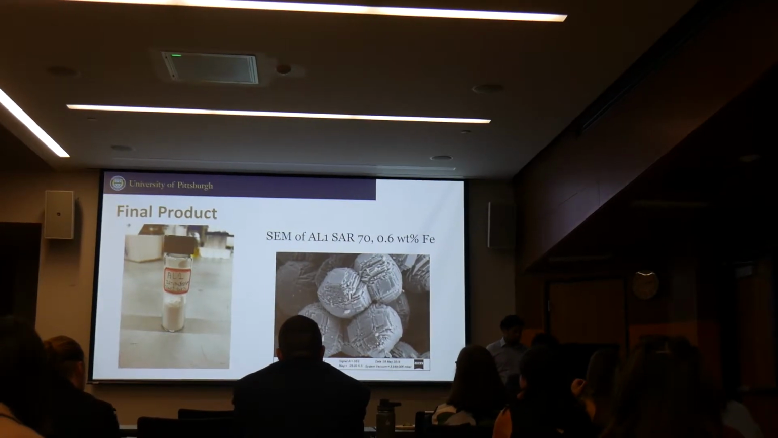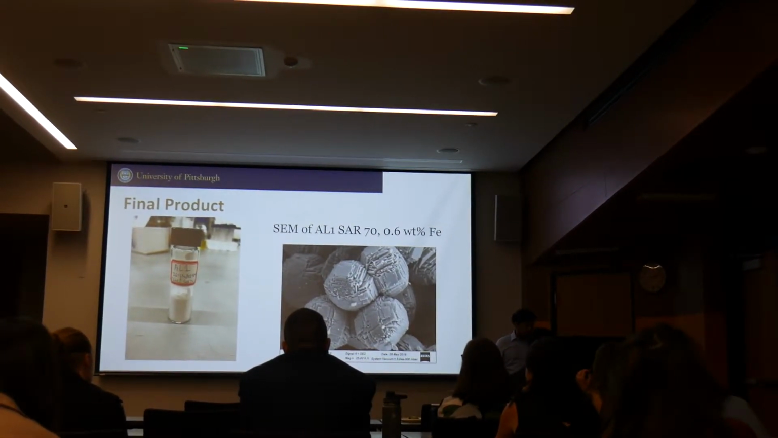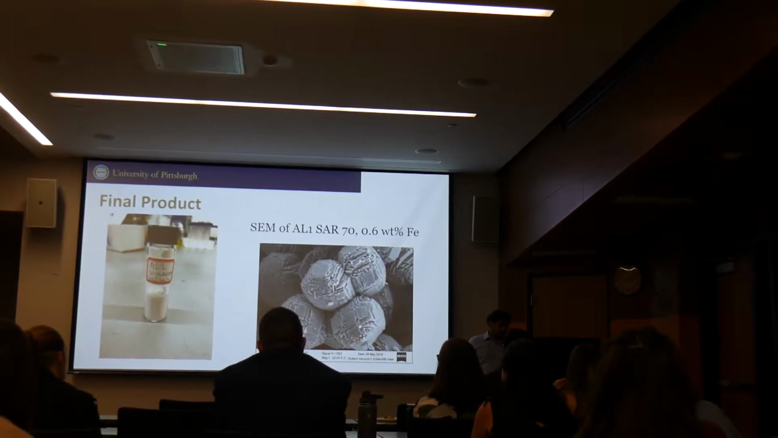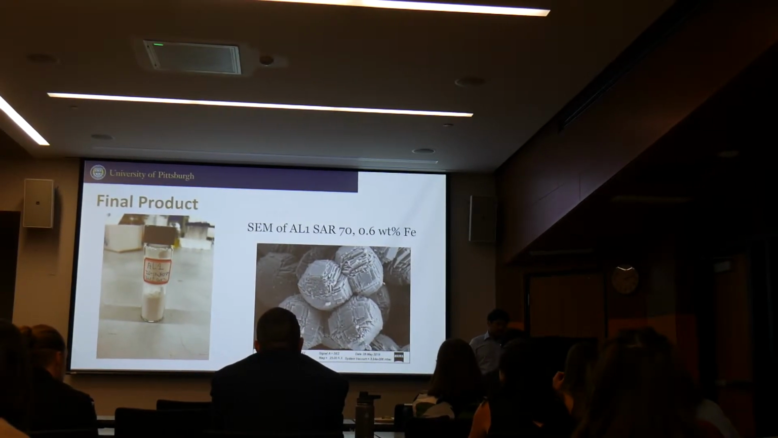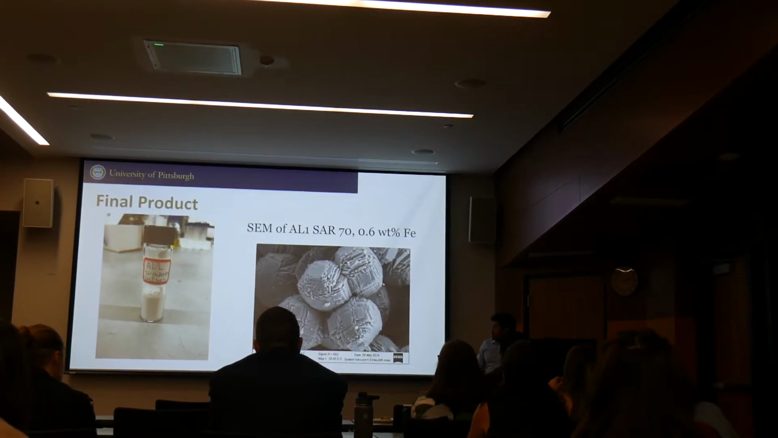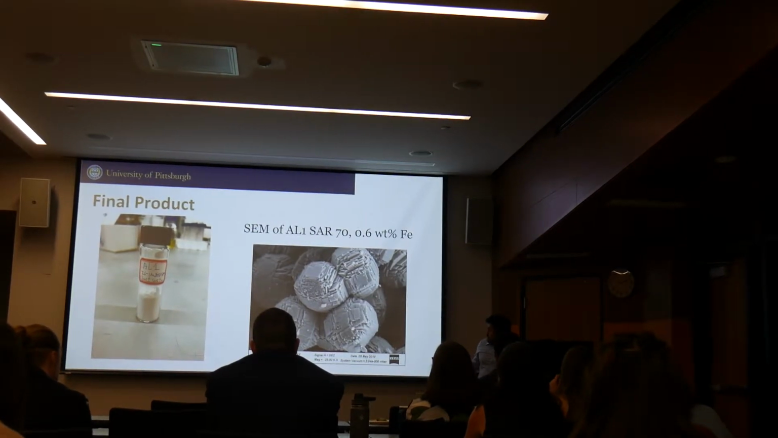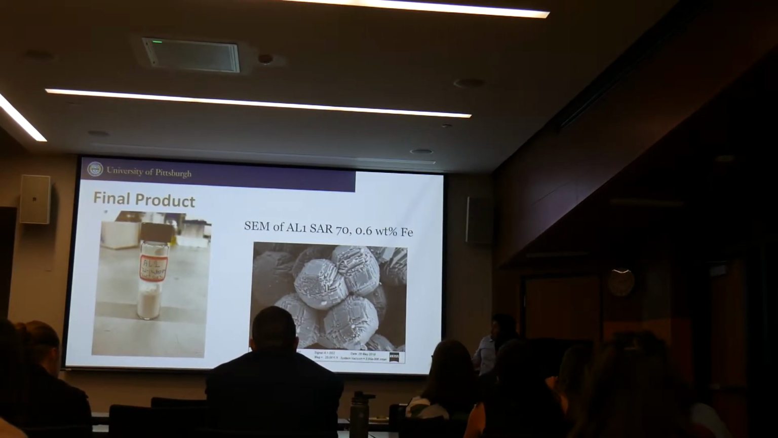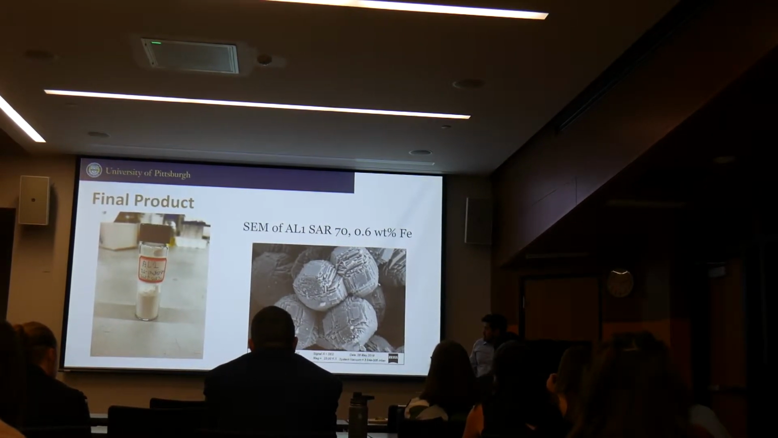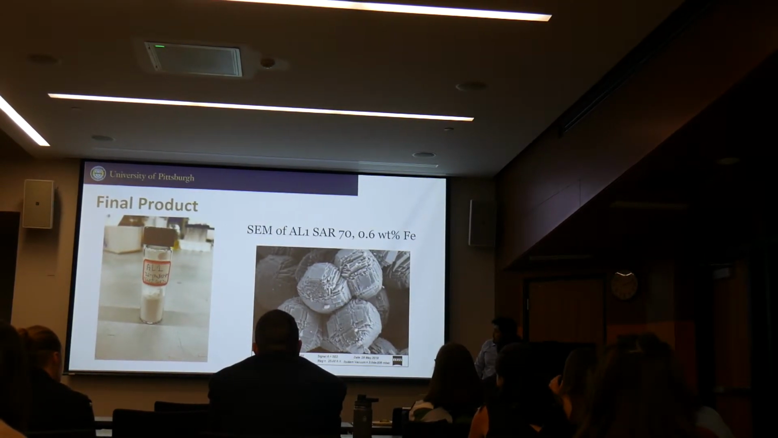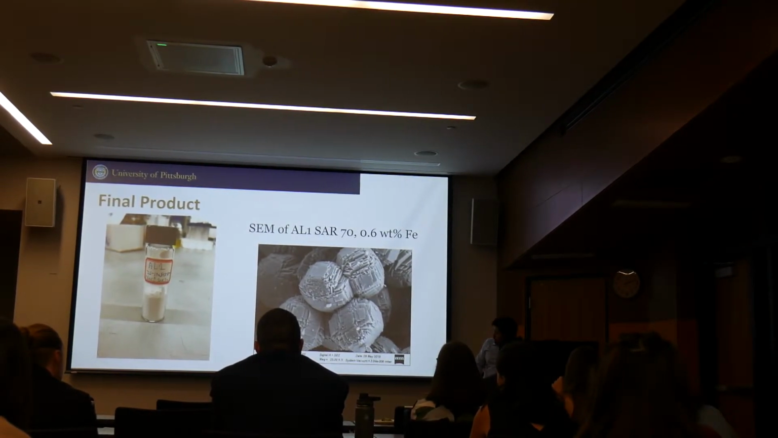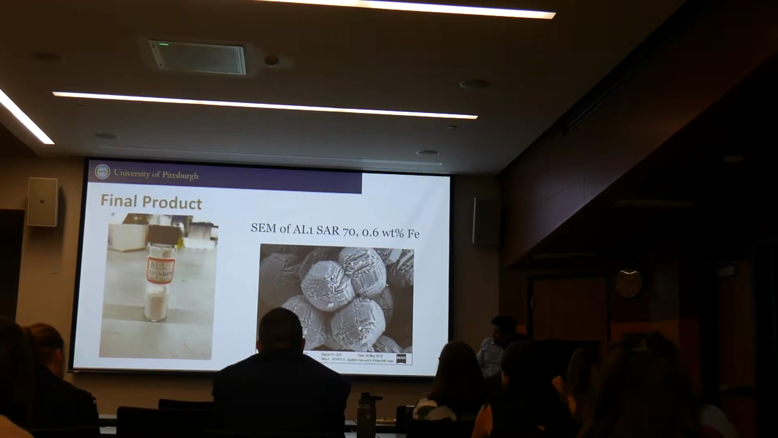And this is what the zeolite actually looks like in real life. It's a white, pure substance, and to the right is what it looks like under a scanning electron microscope. This is why it's very favorable: as you can see, it's very structured and homogeneous throughout the whole catalyst.